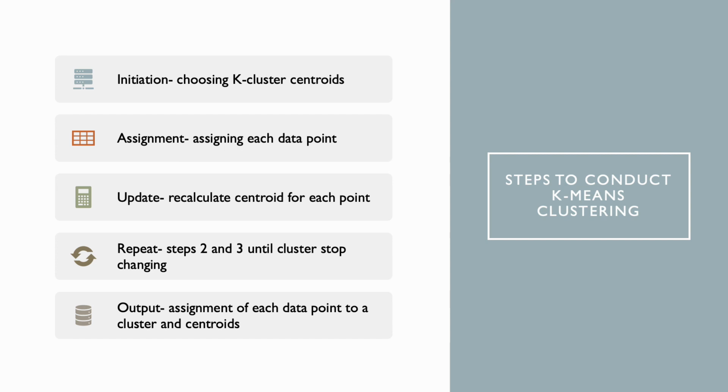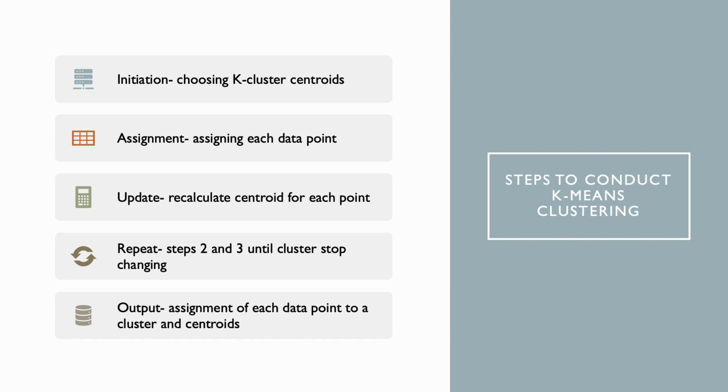There are 5 steps involved in k-means clustering. First, you have to choose k-cluster centroids randomly from the data points as the initial cluster centers. K-cluster centroids are the cluster points in the data that represent the centers of the k clusters. The centroids are calculated as the mean of all the data points assigned to the cluster. Second, you have to assign each data point to the clusters.